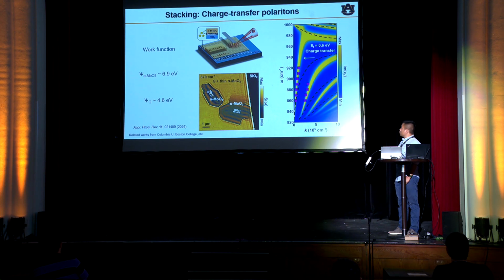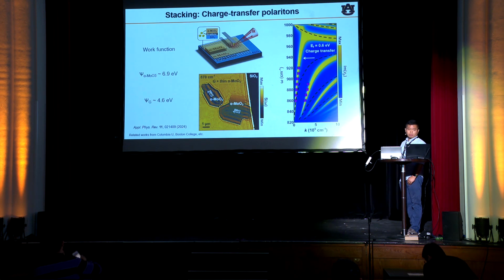So in this heterostructure of graphene with MoO3, we see a very strong charge transfer effect, because these two materials have distinct work functions. And this charge transfer induces a very high Fermi energy of graphene that blue shifts the dispersion of phonon polaritons by a large degree.